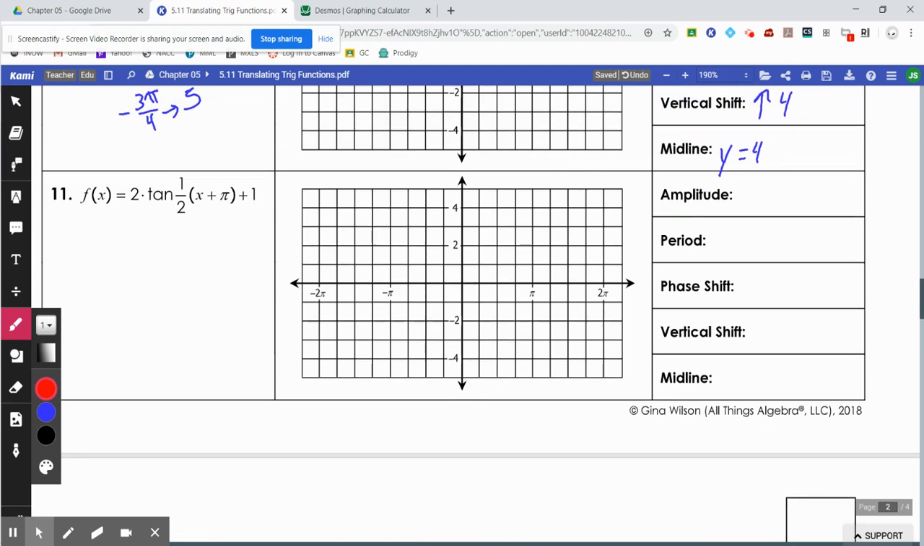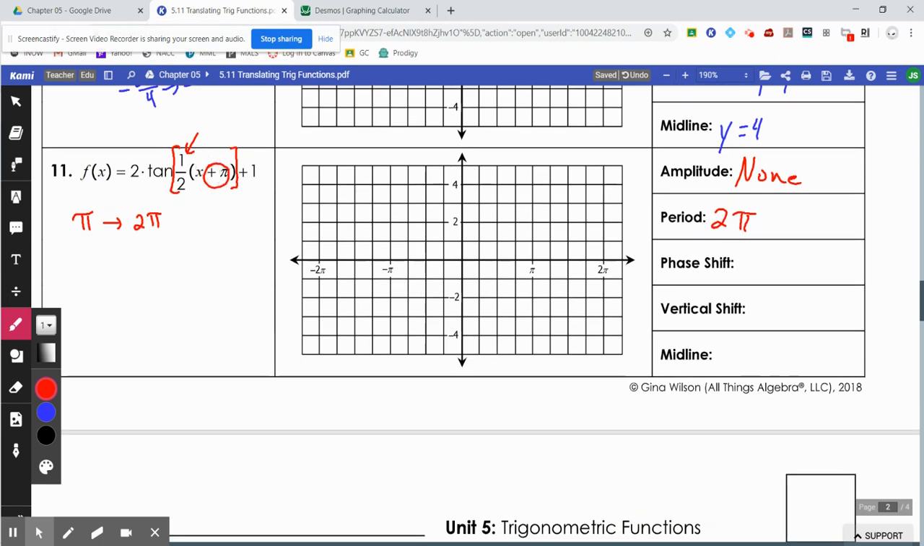Okay, one more, number 11. Again, we have a tangent function. Let's go through the amplitude. There is not an amplitude for the tangent function. Normally the period is going to be pi. However, if there's a value inside this bracket with the x's, which is right here, it's going to stretch that period by a factor of the reciprocal of that. So we're going to multiply our previous period by 2, and we're now going to have a period of 2 pi. Our phase shift is located right here.